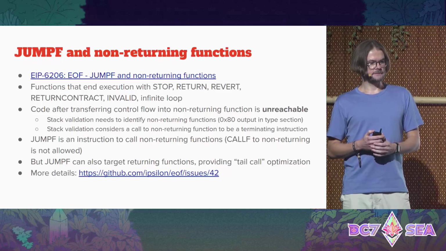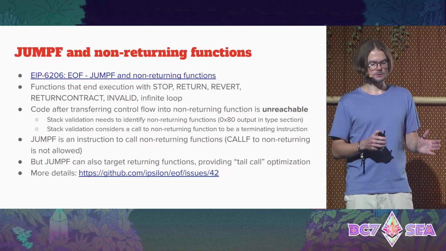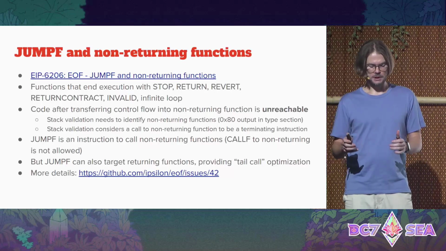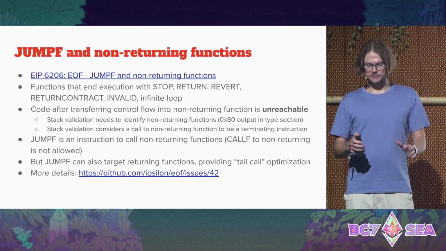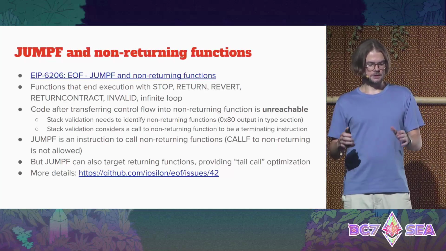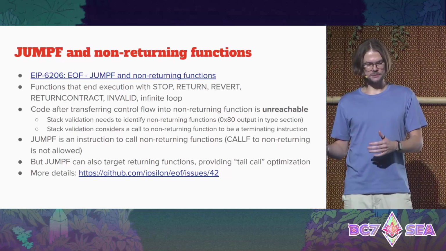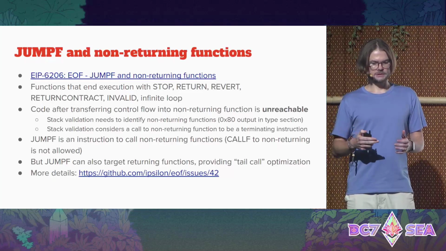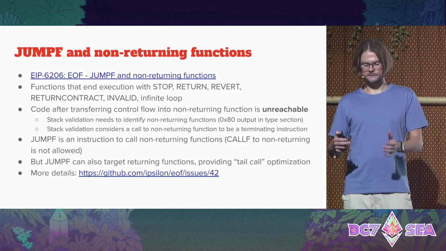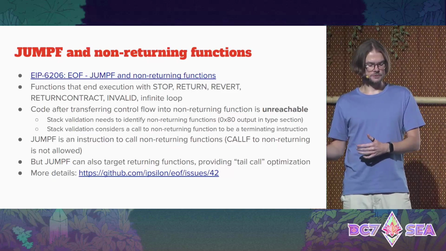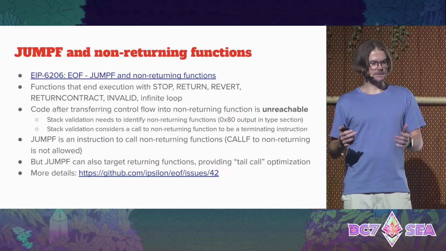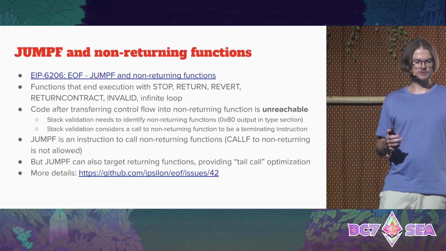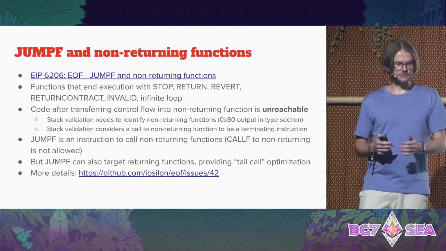How is this relevant to stack validation? So when we validate a call to such a non-returning function, if there's some code immediately following this call, this code is never going to be executed at runtime because this call is non-returning. This means that we do not need and we should not validate this code following the call to non-returning. Instead, we should consider it unreachable and reject it as we do with other unreachable code.